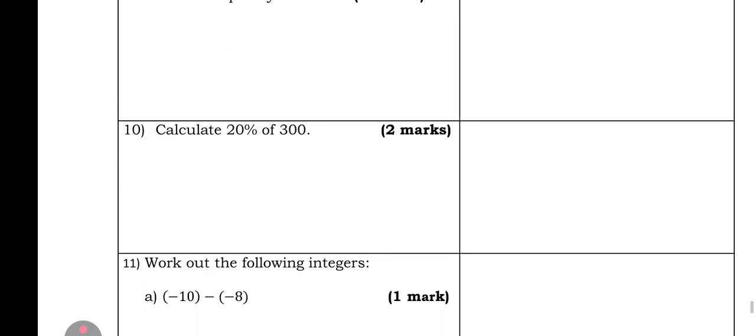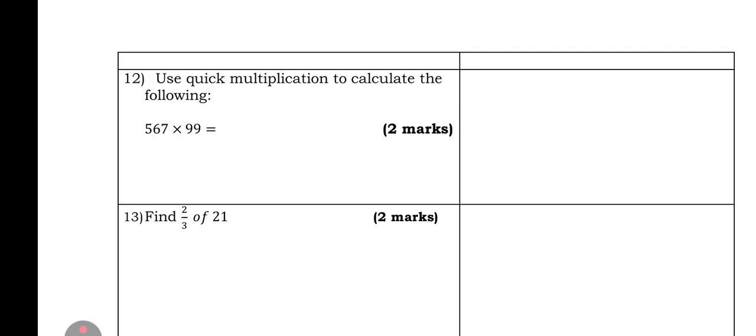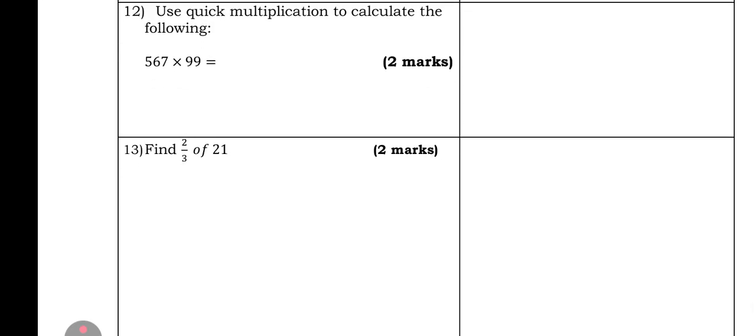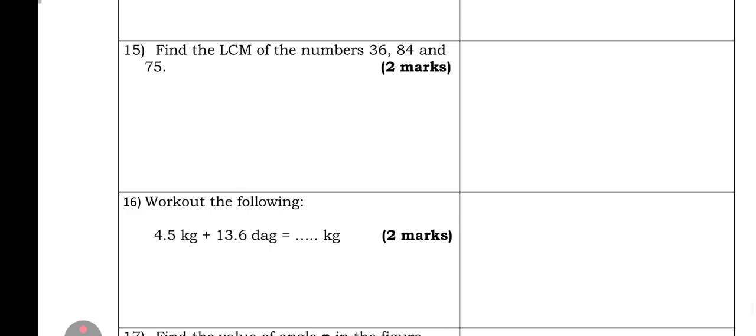Very easy questions. As students, go through like this, reading the questions and seeing what is being asked before answering. This is all about integers. And use quick multiplication to calculate the following questions. Very easy. Finding 2 over 3 of 21: simplify 3 and 21 to become 9, and then multiply by 2 to get 18. Very easy questions. Write the multiples of 3 between 10 and 17. The LCM of 36, 84, and 75. Work out 4.5 kilograms plus 13.6 decagrams. You have to convert it into kilograms. As you see, decagrams here, you have to first translate it into kilograms so that it can be easily added to 4.5 kilograms to get the answer in kilograms.